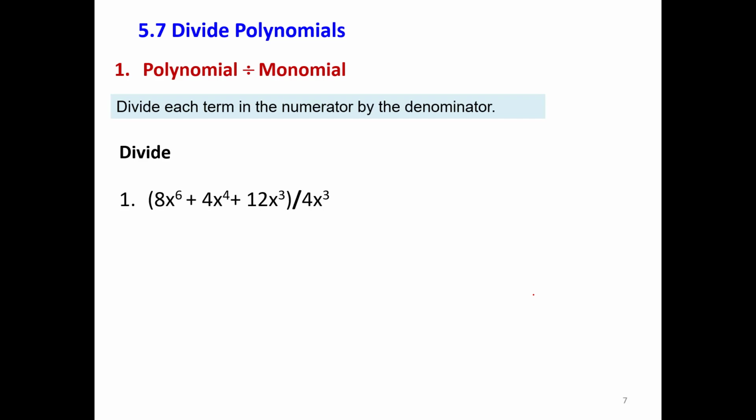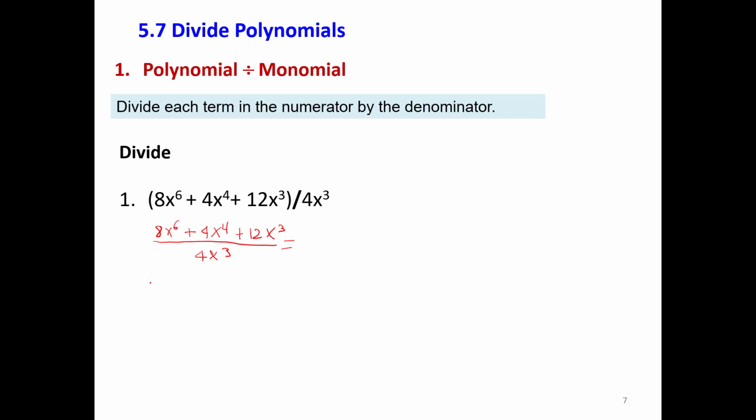The first thing we want to learn is how to divide polynomials by monomials. To divide polynomials by monomials, we divide each term in the numerator by the denominator. We want to solve problems like that. We have a polynomial here, and the monomial is just one term. I want to write this problem again. Now we divide each term in the numerator by the denominator.